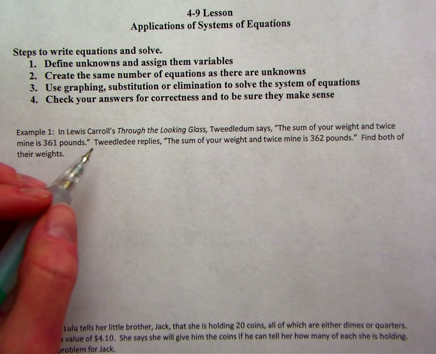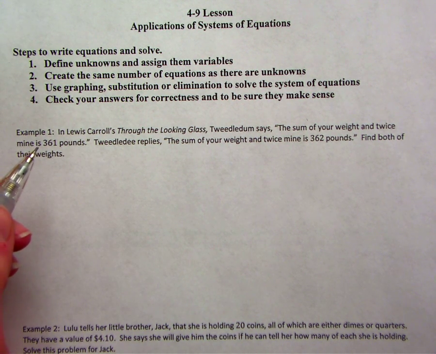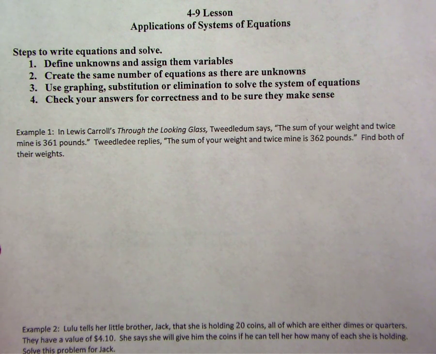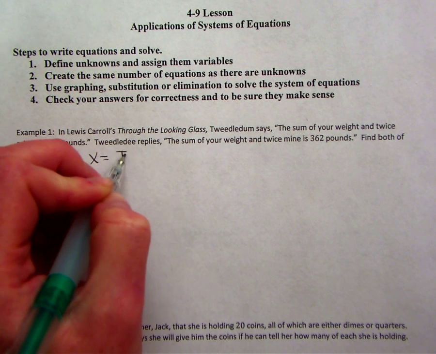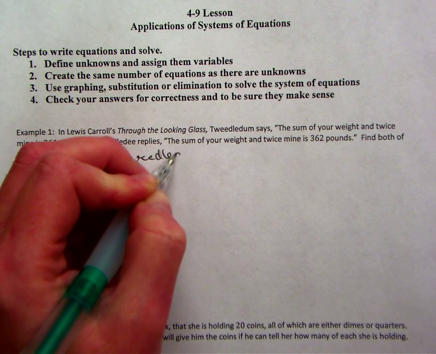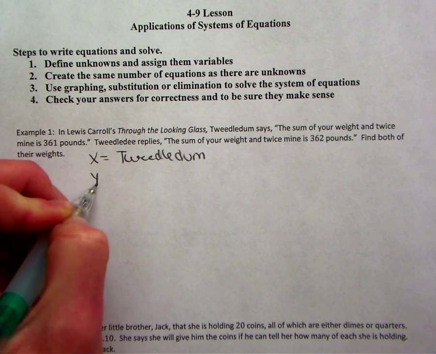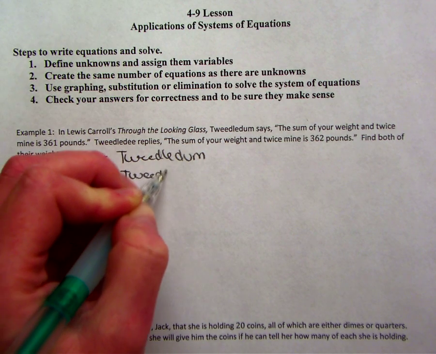In Lewis Carroll's Through the Looking Glass, Tweedledum says the sum of your weight and twice mine is 361 pounds, while Tweedledee replies the sum of your weight and twice mine is 362 pounds. We need to find both their weights. So let's define our variables. X is Tweedledum. Y is Tweedledee.